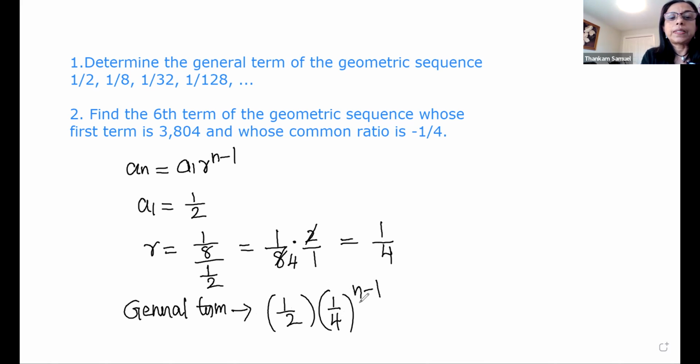Let's look at the second example. Find the sixth term of the geometric sequence whose first term is 3,804 and whose common ratio is negative 1/4. Here we have to find a specific term, the sixth term, and we are given the first term and the common ratio.